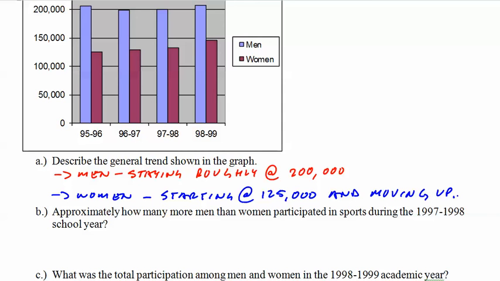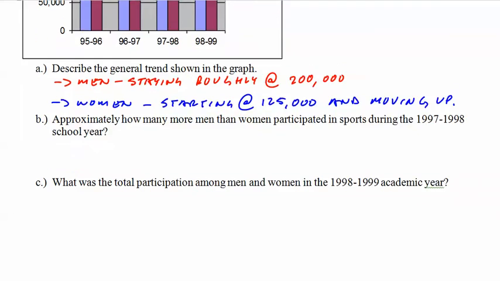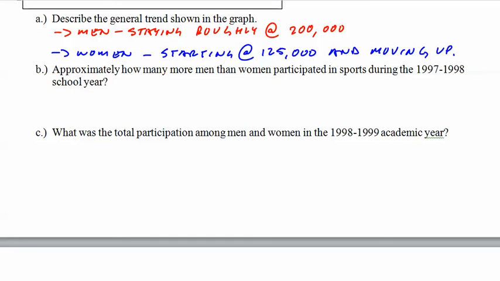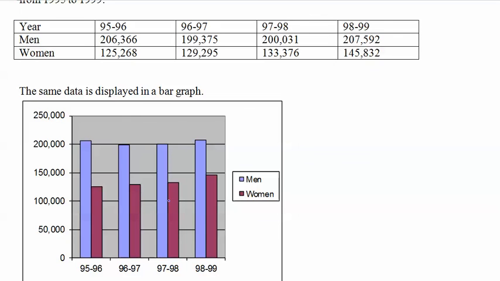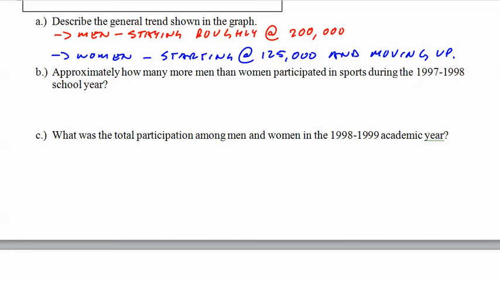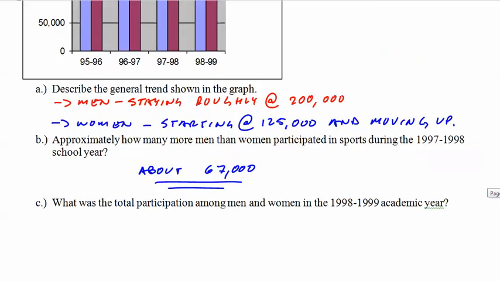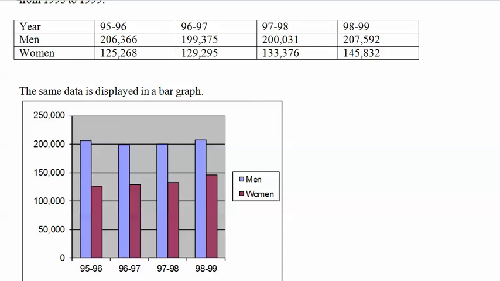You'll look at the data and say, I could have pulled that without having to do a bar graph. And you say, well, sometimes it just becomes easier to see when we put it into a bar graph. Approximately how many more men than women during the 1997-98 year? So that's this one here. And I'd actually go back to the data, about 67,000. What was the total participation in 1998-99? This last one, about 353,000, a bit more than that.